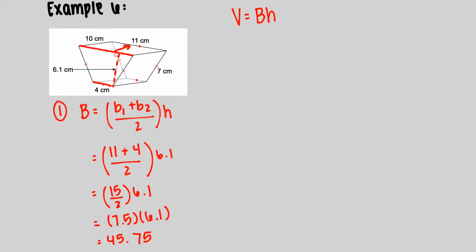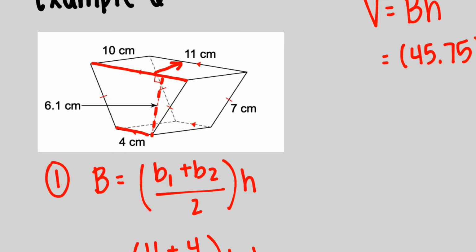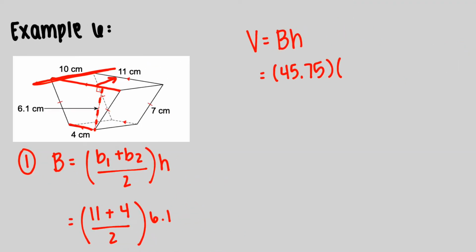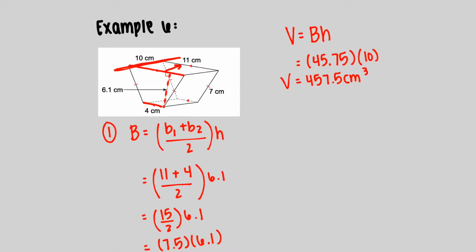So we're almost done. The next thing we need is to find the height of our prism. So I'm going to plug in 45.75 as the area of the base times our height. So when I look, the length, the side connecting our 2 bases is 10. So I'm going to go ahead and put 10 in there. You're going to multiply 45.75 by 10. And when you do that, you should end up with 457.5 centimeters cubed for your volume.